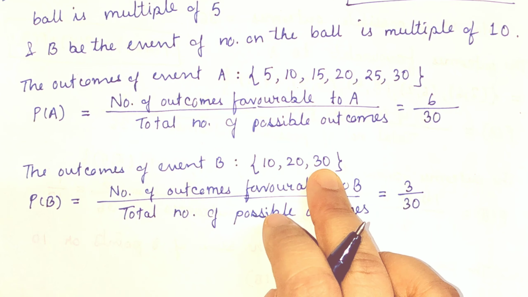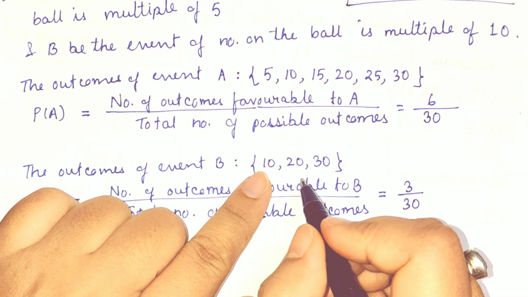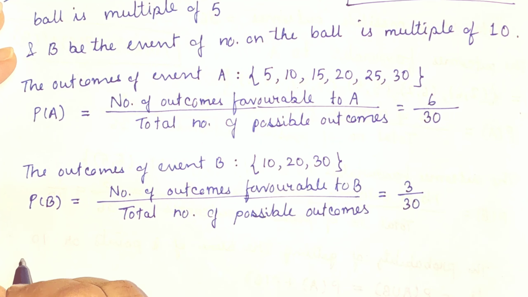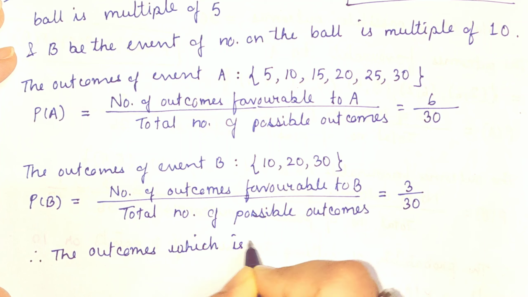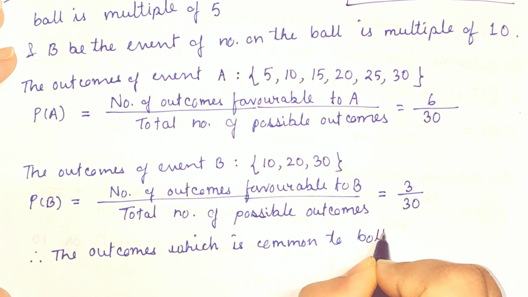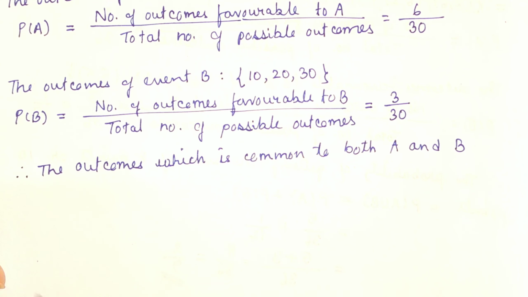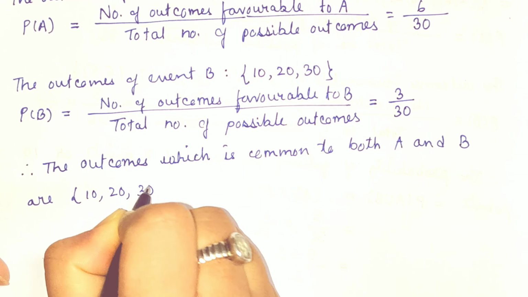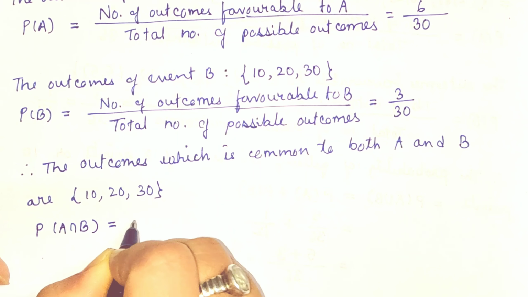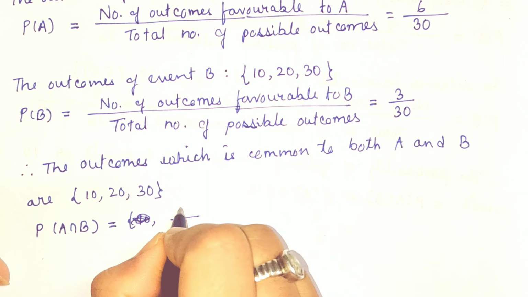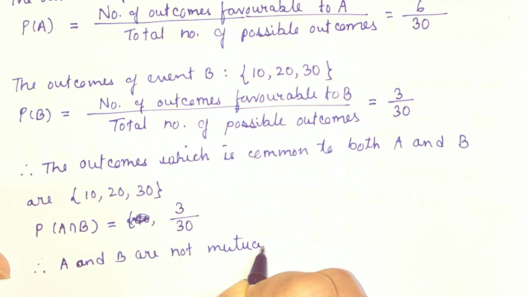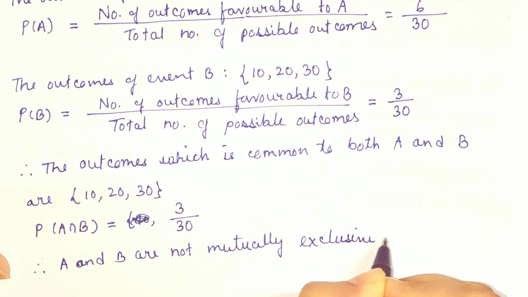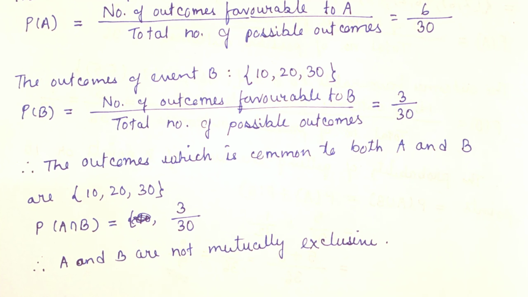Now you can also see that some numbers are multiples of both 5 and 10. For example, 10, 20 and 30. These values are already multiples of 10, but they are also multiples of 5. Therefore, the outcomes common to both A and B are 10, 20, 30, or you can write P(A intersection B) is equal to 3 divided by 30. A and B are not mutually exclusive.